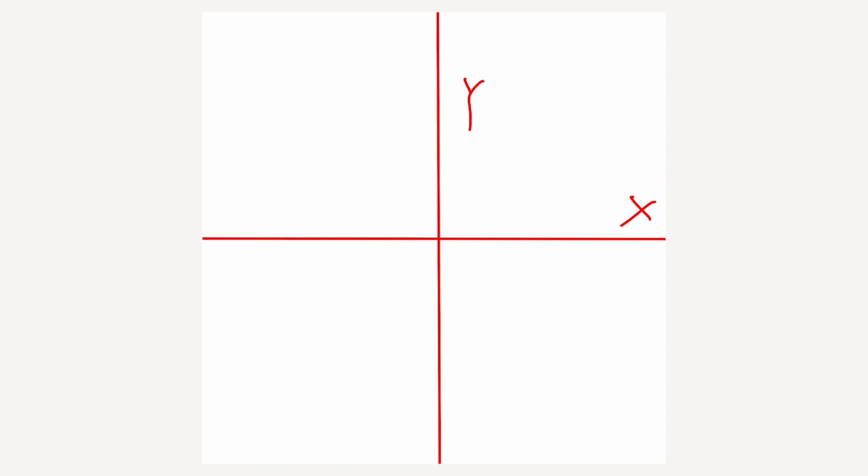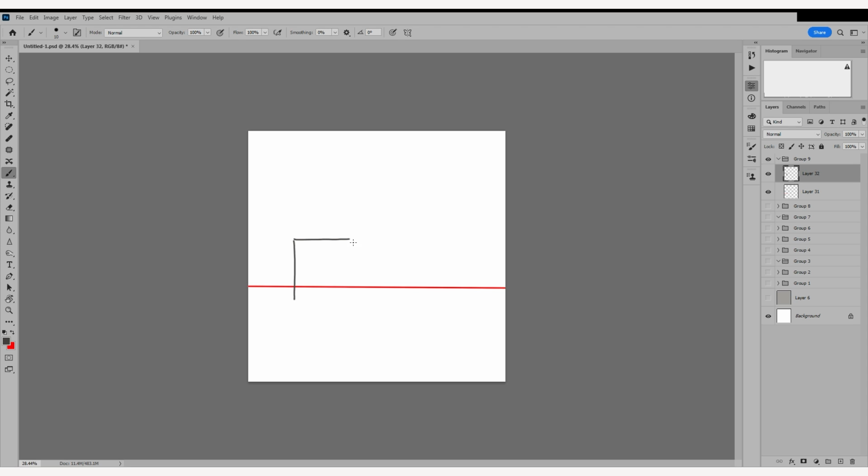Next is to determine the position of the eyes. The horizontal line represents the x-axis. The point where the x-axis intersects with the y-axis represents the position of the eyes. Adding the y-axis will change the perspective from 2-point to 3-point perspective.